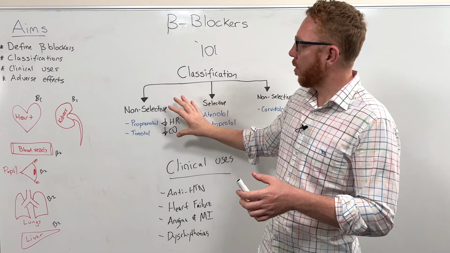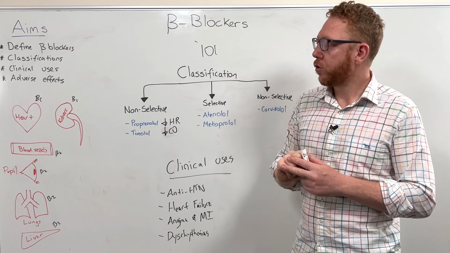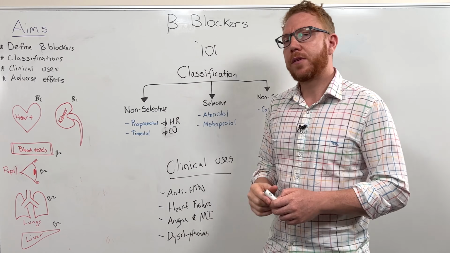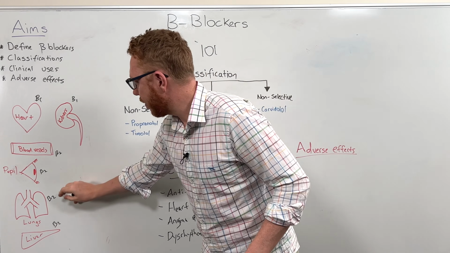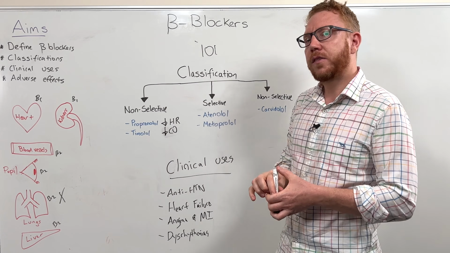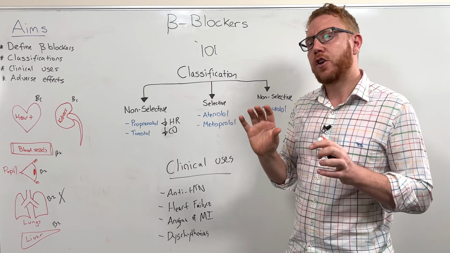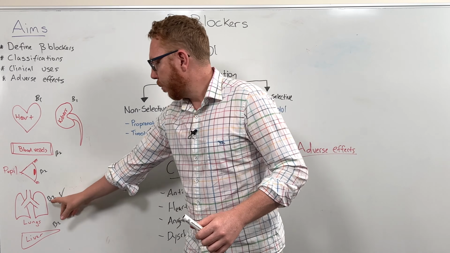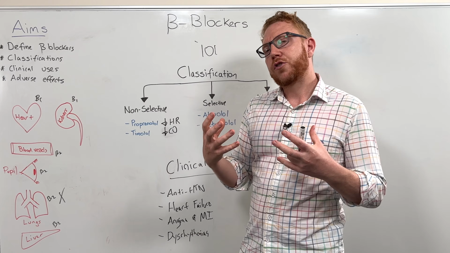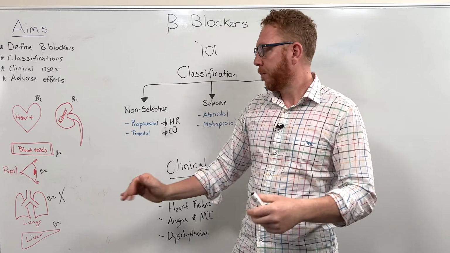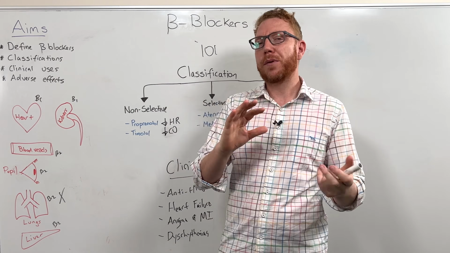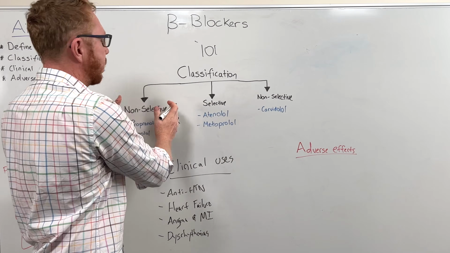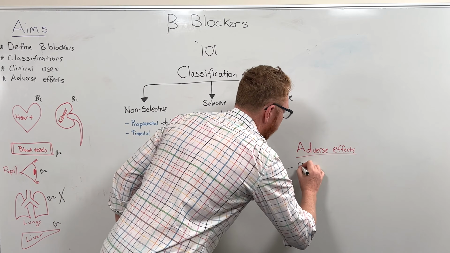Before I leave the non-selectives, one important thing I'll draw to your attention is that because we're also blocking beta-2 receptors, a big drawback is its effect at the lungs. So this is going to be one of its adverse effects that you need to be cautioned about. Normally when we activate beta-2 receptors with noradrenaline, we expect bronchodilation, but we're blocking it, so we're going to see the opposite. So an adverse effect associated with propranolol or the non-selectives is bronchoconstriction.